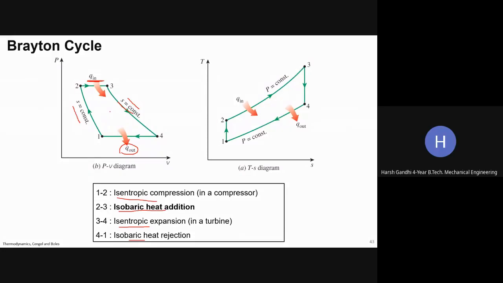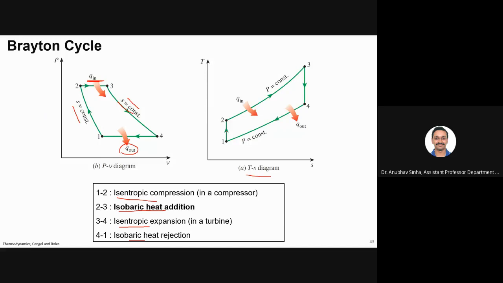The heat rejection is also at constant pressure. For the diesel cycle, we have heat loss at constant volume. For the Brayton cycle, this is also at constant pressure, isobaric. Okay. The same thing is drawn in the TS plot.